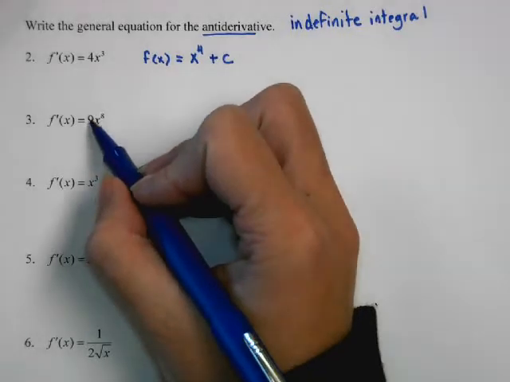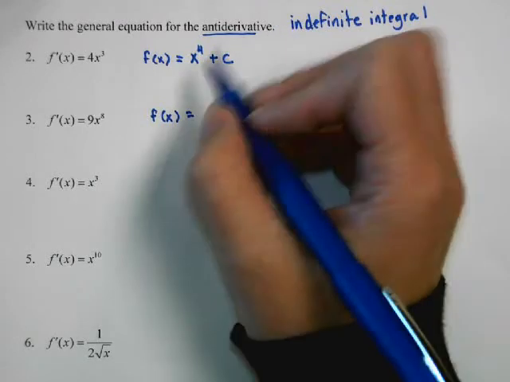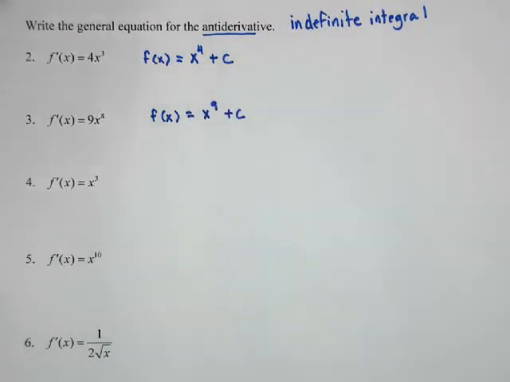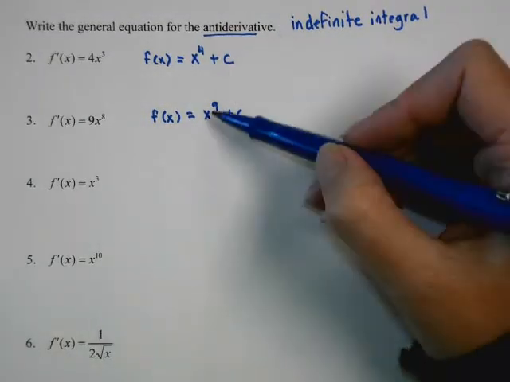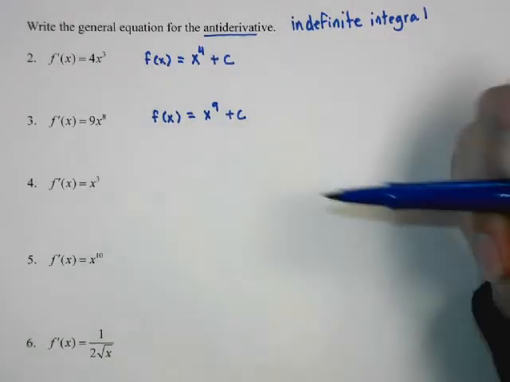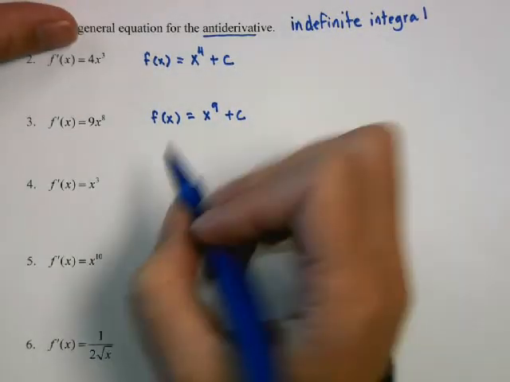Okay, what would give me 9x to the 8th? Well, that's going to be just x to the 9th plus c. And just like with foiling and factoring, it's easy to check our work, because if I take this derivative, I'd end up with 9x to the 8th plus 0, which would give me that there.